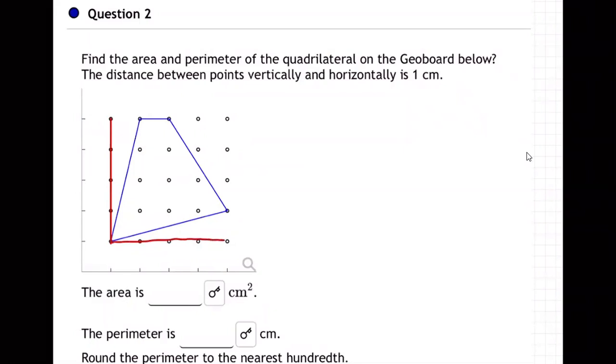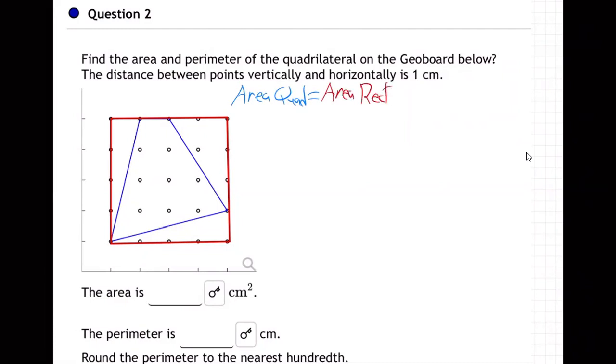Straight sides, right? Straight sideways, straight up and down. Make a rectangle that goes around the shape. So the area, here's the plan. The area of the quadrilateral will be the area of the whole rectangle, and then minus the, what do we have?